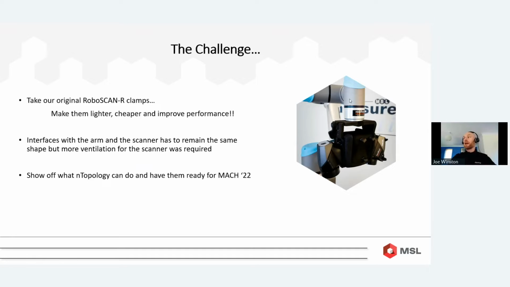We would typically expect cheap and light parts to perform poorly, and we would expect a part, if we were making it lighter and improving performance, to be more expensive. But the challenge was set here to make the parts lighter, cheaper, and to improve the performance. Our only real constraints were that the interfaces with the arm and the interfaces with the scanner had to remain the same. And ideally, we were looking for more ventilation for the scanner as well.